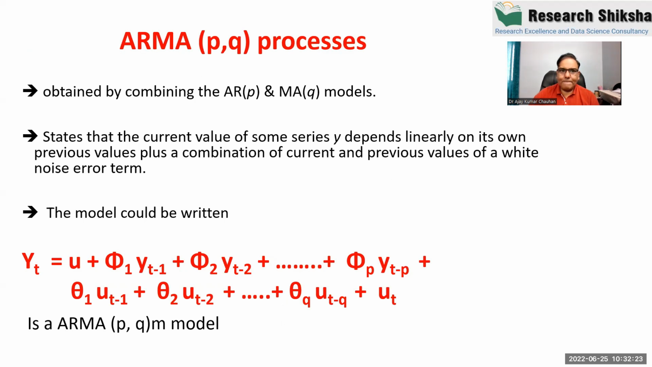P and Q. P and Q mean the number of AR terms. The number of AR terms means the number of past terms, and Q means the number of error terms. So how many past terms and how many error terms we are including is known as the ARIMA process. In this case, we have Y(t-1), Y(t-2), up to Y(t-p), and U(t-1), U(t-2). These are the error terms. So the ARIMA forecasting model can be written like this. Okay, so this is ARIMA.